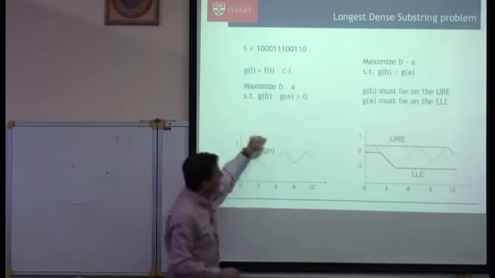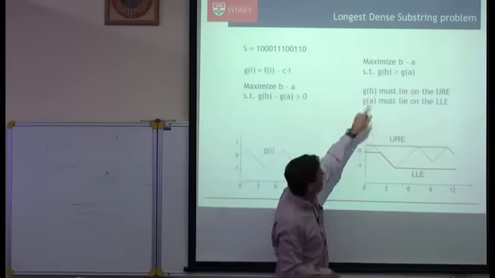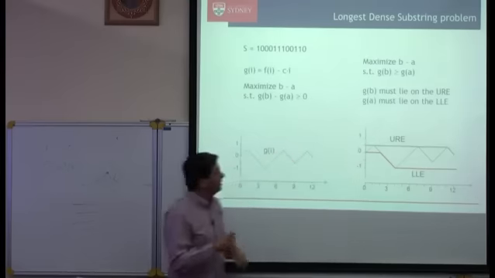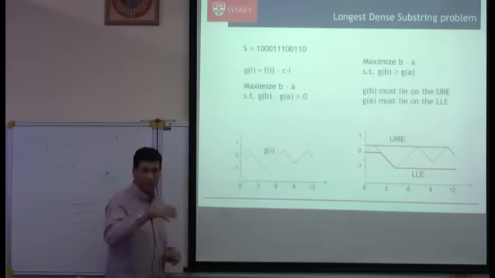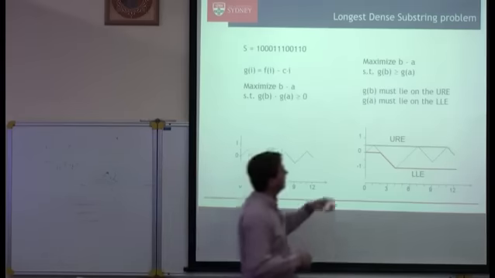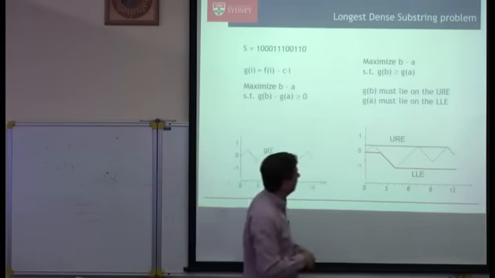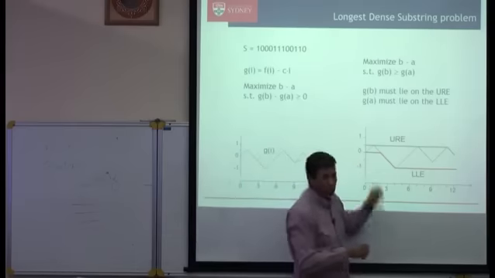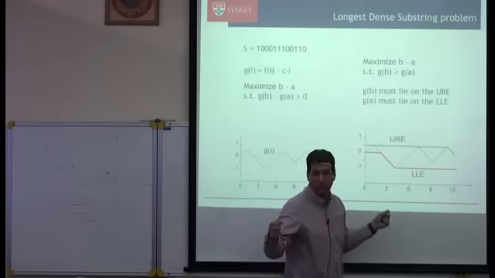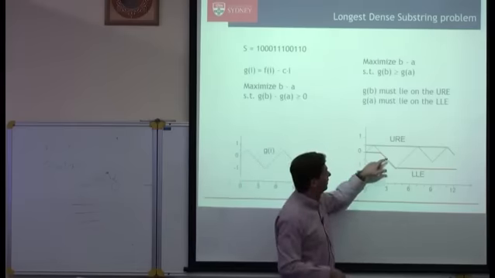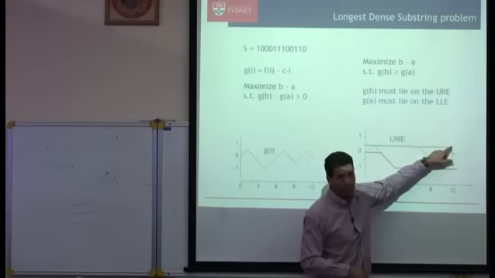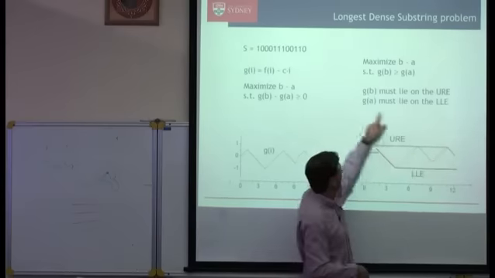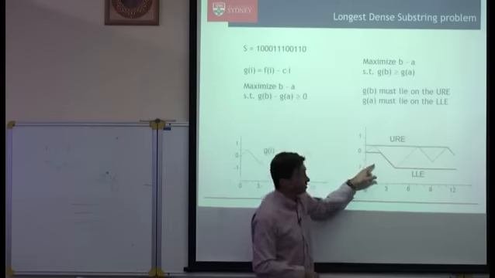So this is what I have. But that means that if g of b, the function value g of my right endpoint, has to be greater than the function value of my left endpoint, then for the longest sequence I can get, the right endpoint has to lie on the upper right envelope of my function. And g of a has to lie on the lower left envelope.